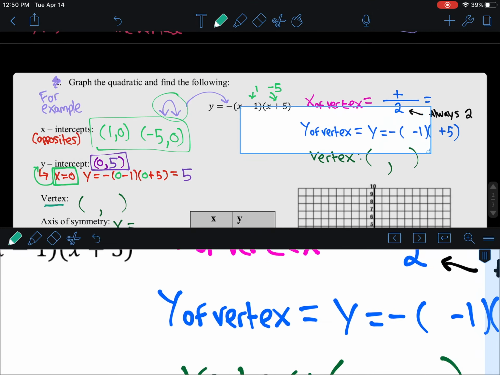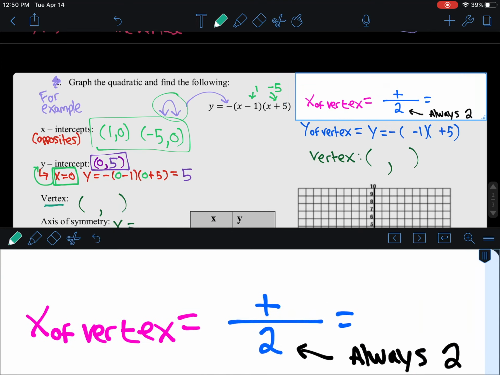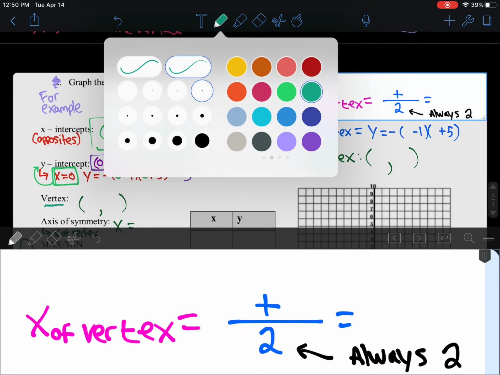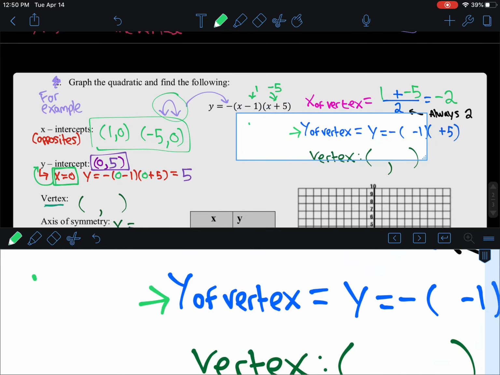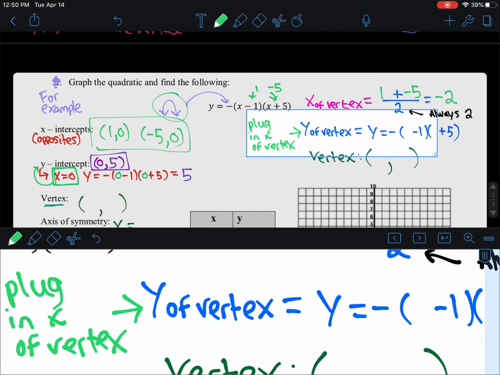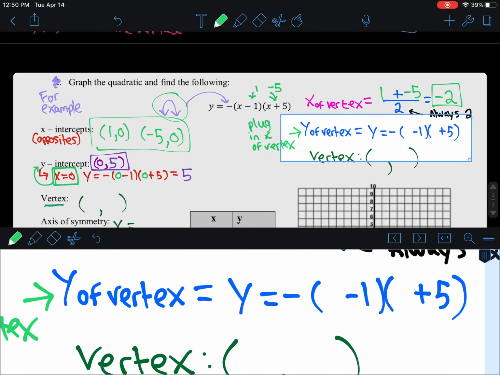So the vertex, remember, the rule is you find your x-intercepts, which are your opposites, which we found, which was 1 and -5, and you add them up, and then you divide it by 2. You always add, and you always divide by 2. So 1 plus the -5 divided by 2 is going to be -2. In order to find the y of the vertex, just like you do in standard form, you plug in x of vertex, which in this case is -2. So I plug -2 in, and then I find the y of the vertex.